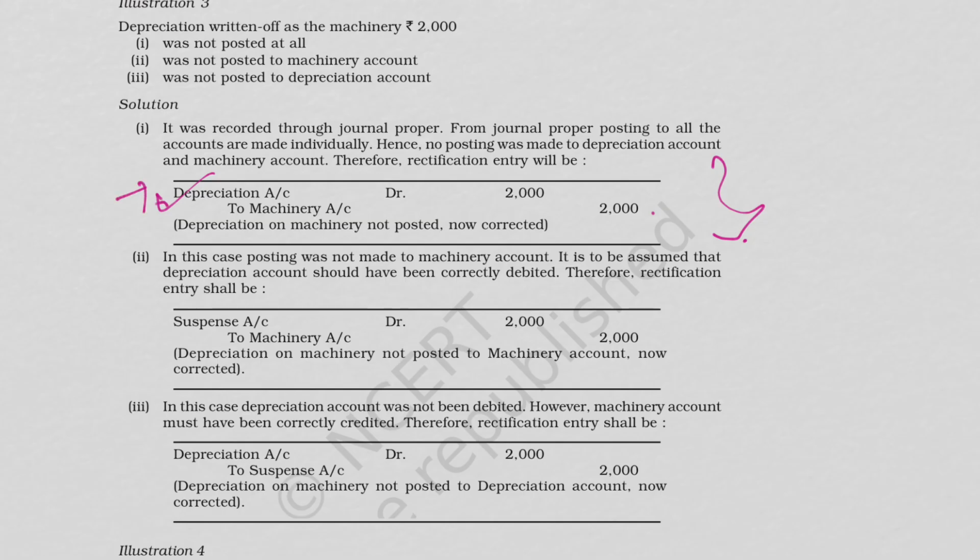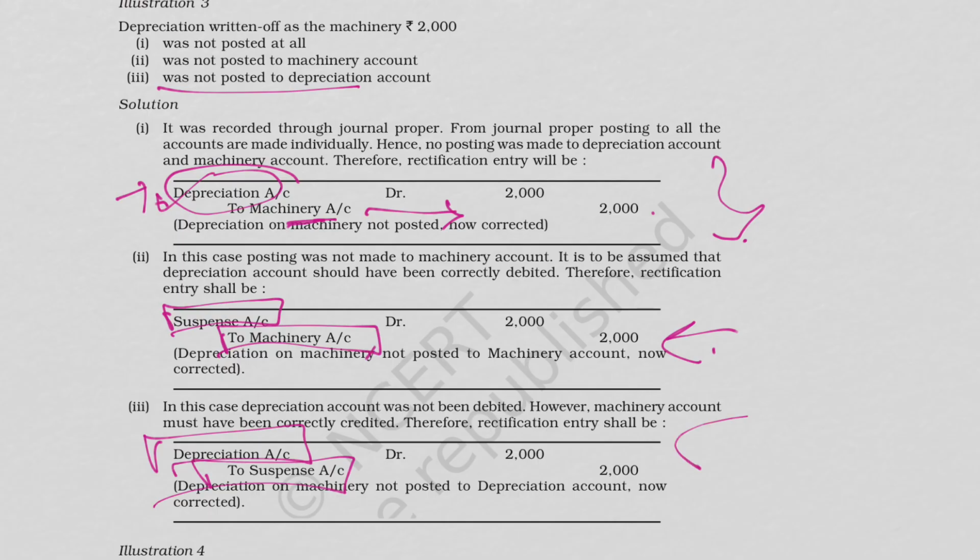Okay, it was not posted to machinery account, so this portion was missing. So suspense account debit to the actual entry which should have been passed. It was not posted to the depreciation account. So this portion is missing. This portion we have done. So we'll debit the depreciation account to suspense account.